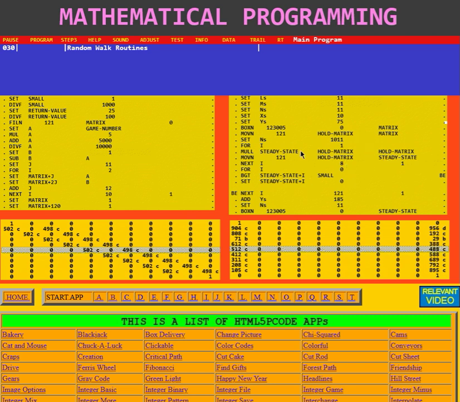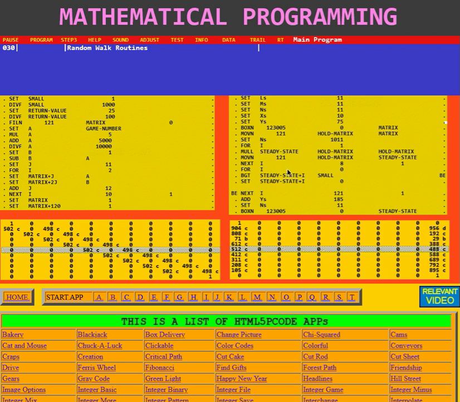Then it goes around again and squares the matrix again. It goes around 8 times. That means it's going to raise the power of the matrix to the 256th power, 2 to the 8th. That's going to be the matrix we're going to show down here.